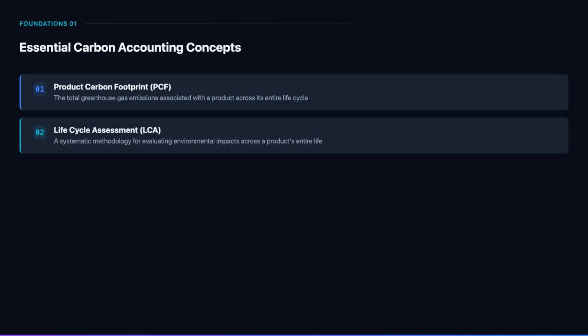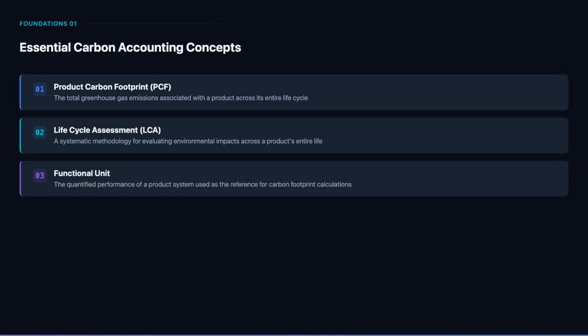Life cycle assessment is the systematic methodology that underpins ISO 14067. It evaluates environmental impacts from cradle to grave, covering raw material acquisition, production, use, and disposal. ISO 14067 applies the LCA methodology specifically to greenhouse gas emissions, following the framework established by ISO 14040 and ISO 14044.